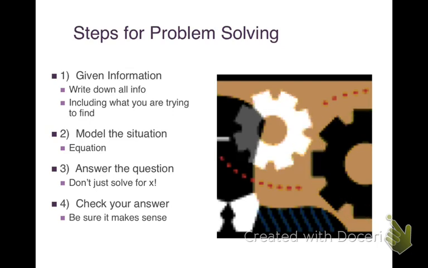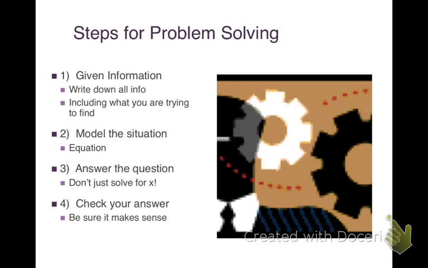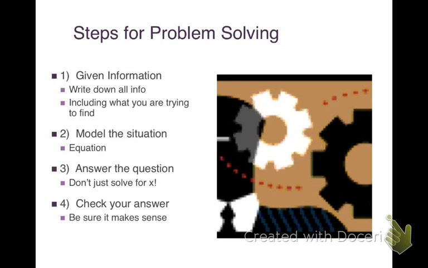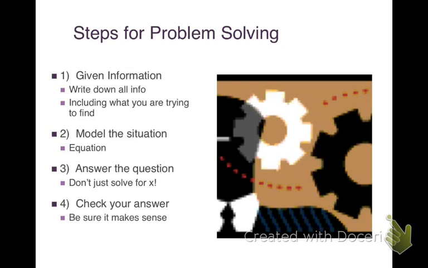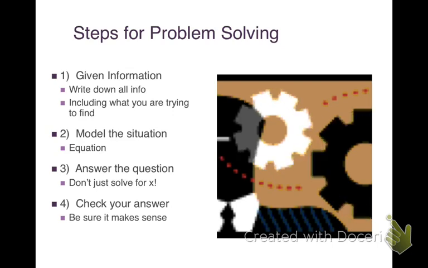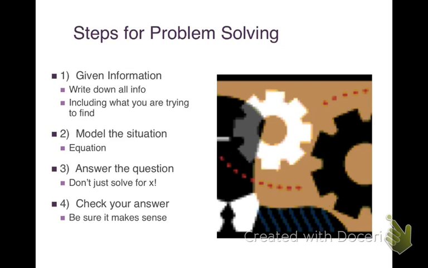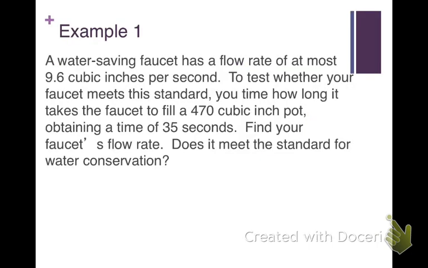Like if it says, how fast were you going to go from Liberty High School to the middle school, and it says that you went 1,232 miles per hour, that's probably not realistic, and we probably made a mistake somewhere. So be sure that it makes sense whenever you go about this.